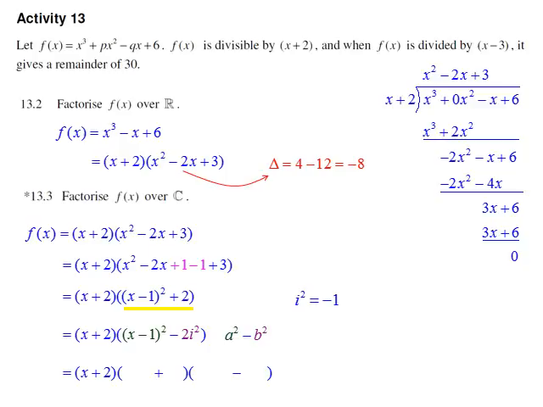The first term in each bracket will be x minus 1, and the last term in each bracket will be square root 2 i. And now f(x) has been factorized over the complex number system. So there's one real factor and two complex factors.